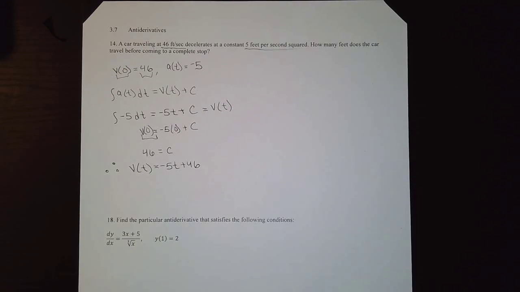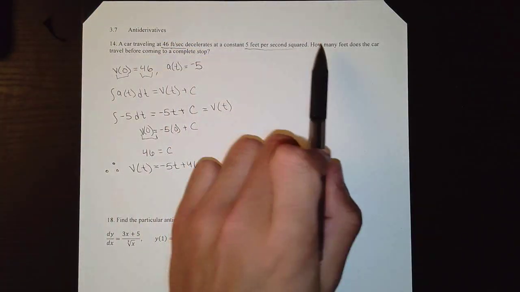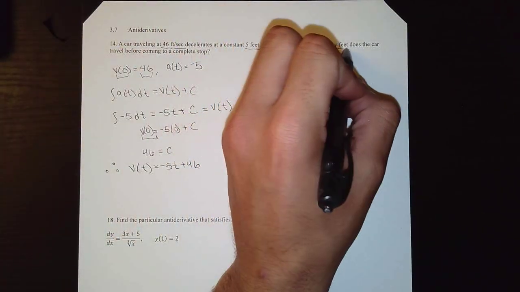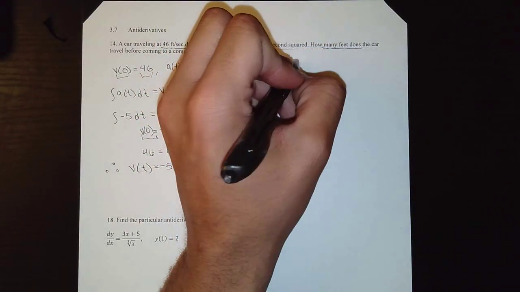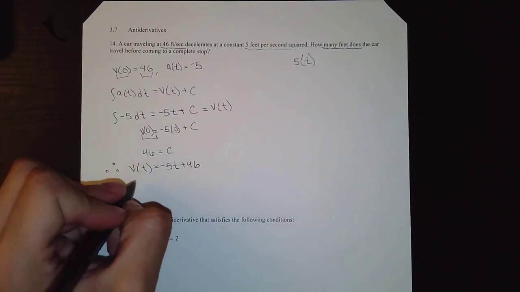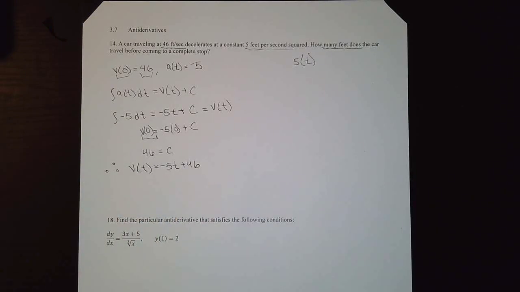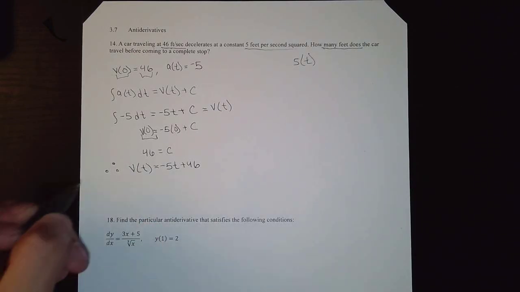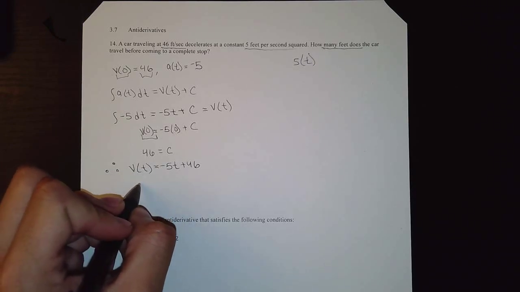Well, that helps because when we're asking for how many feet does the car travel, we're looking for the position function, s of t. And we also know the velocity at time t will also be 0. So we need to find t before we plug it into the position function. And we actually need to find the position function as well. But let's find t from the velocity function.